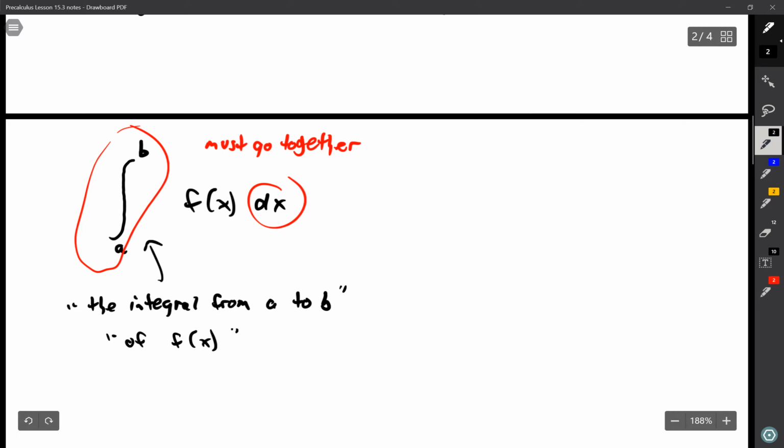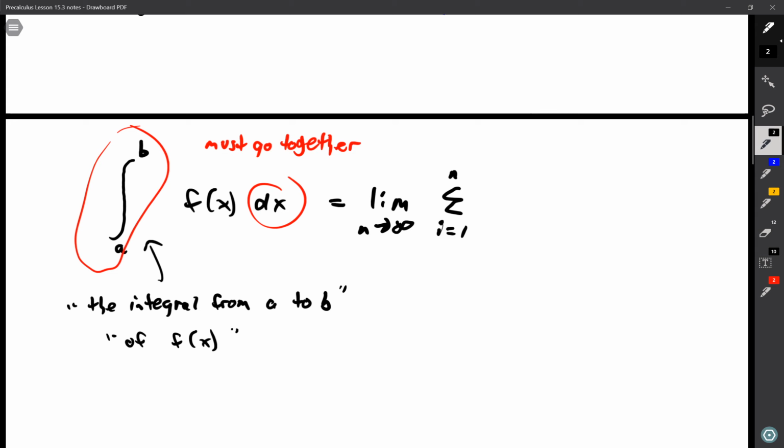All right, so here's the formula. The integral equals the limit as n approaches infinity, so the number of rectangles is going to be an infinite number of rectangles, of the sum from i equals 1 to n. In other words, we're going to evaluate the first height of the rectangle, to find its area, plus the height of the second rectangle to find its area, plus the height of the third rectangle to find its area.